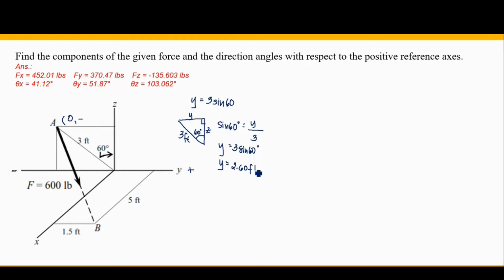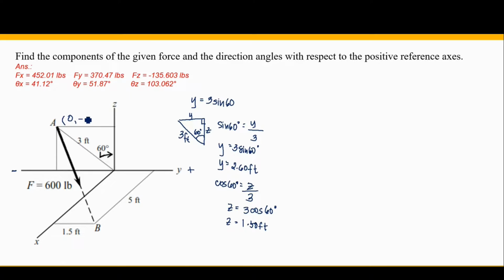So even though we are online, kindly participate. Bring out your calculator and let's calculate. Okay? And then for z, our z coordinate, we have cosine of 60 degrees is equal to adjacent z all over the hypotenuse of 3. Therefore, we have 3 cosine 60. So this is equal to 1.5, ma'am. 1.5. Okay.